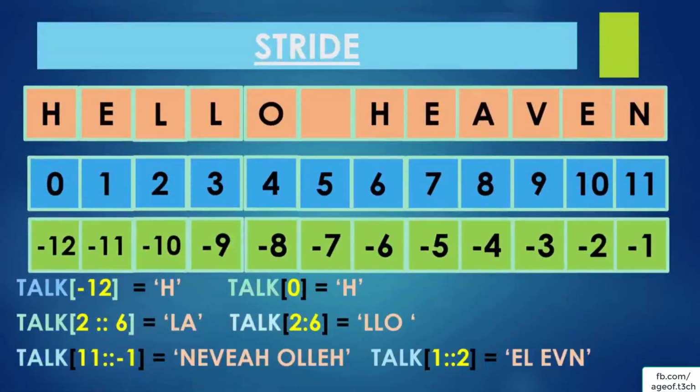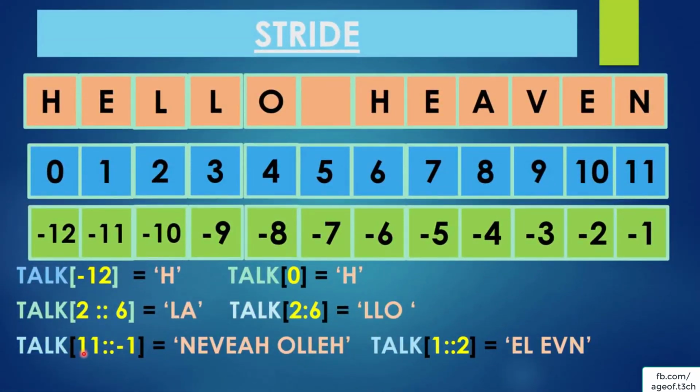Okay. And then if we do some more strides, so let's say we do [11::-1], what's happening is it's going backwards. So instead of it being hello heaven, it is the opposite way around. So we're starting at 11, and then we're counting negatively each time. And if we're to do another stride of [1::2], what's happening here is that we are starting at E, and then we're counting every second element. So E, L, empty space, E again, V, and then N.